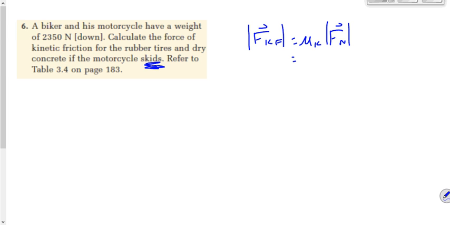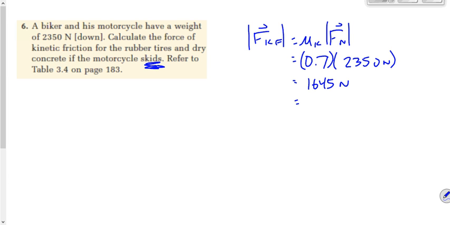Mu was rubber tires on dry concrete, 0.7. One digit? Okay, 0.7 times the normal force of 2,350 newtons. Now, if they give us the mass instead of the force of gravity acting down, then we have to multiply that mass by 9.81. But we're not going to multiply the force by 9.81 because it's already been done for us. 0.7 times 2,350 is 1,645 newtons, which we're going to round to one digit.